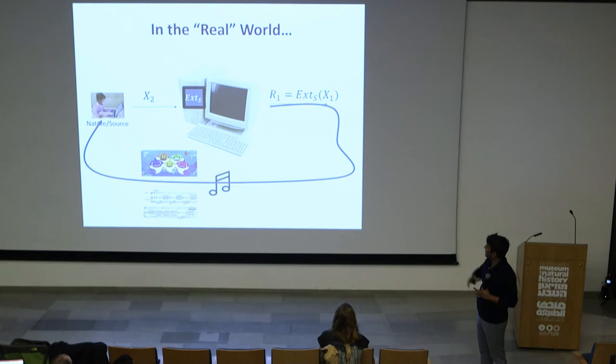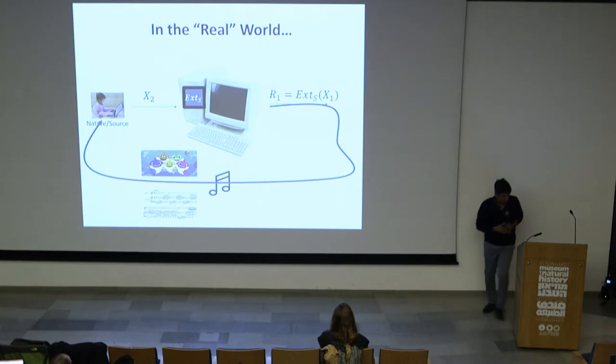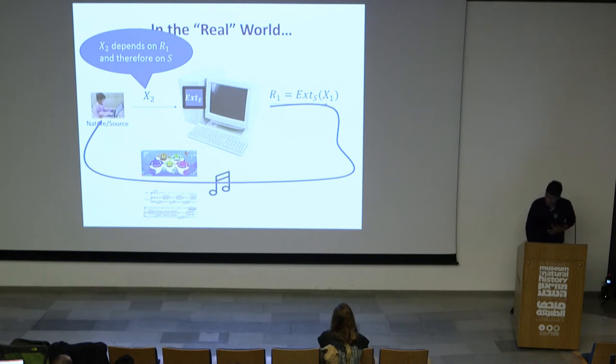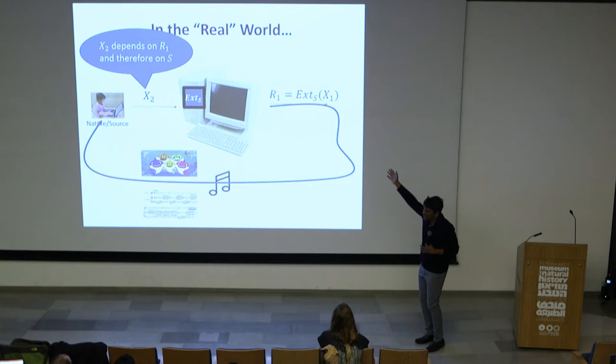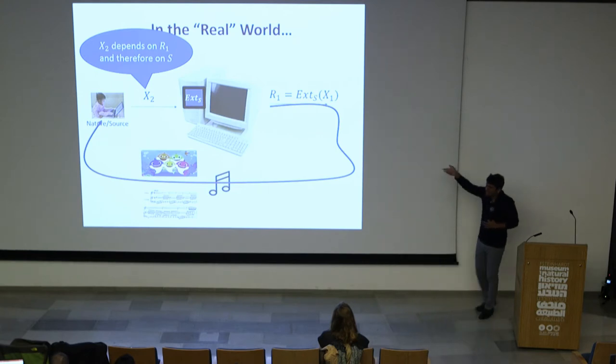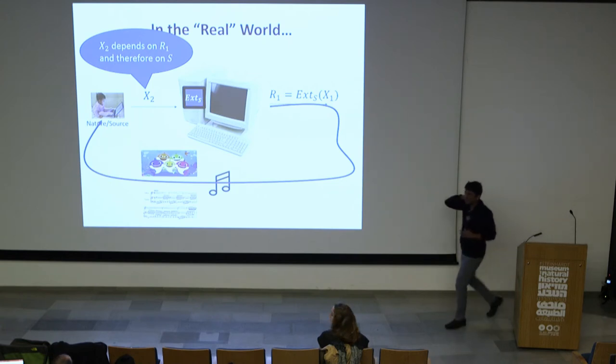But not conditioned on the... X2 and R1 potentially reveal information about the source, right? About the seed, sorry, about the seed. So X2 potentially depends on R1, which together with X1 reveals information about the seed. Therefore, X2 could depend on the seed implicitly somehow.